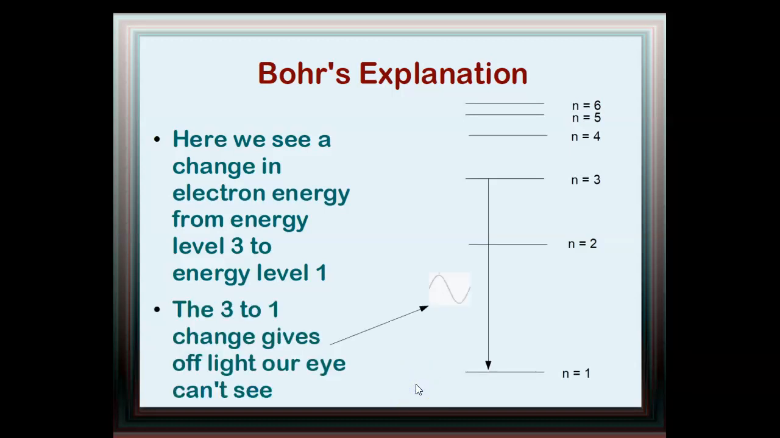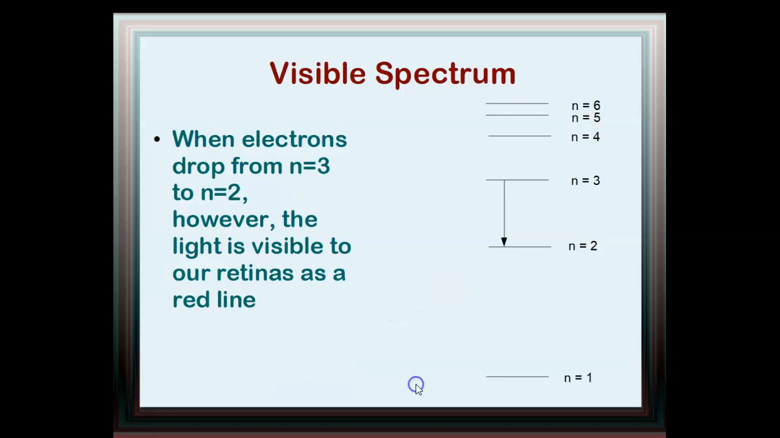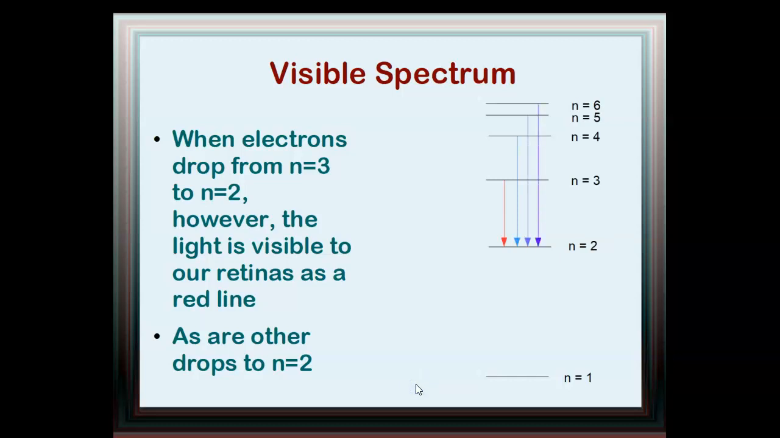The 3 to 1 change diagrammed here gives off light that our eye can't see. It's in the ultraviolet range. But when electrons drop from n equals 3 to n equals 2, the light is visible to our retinas as a red line. And so are the other drops that go to n equals 2. There's a light blue line, a darker blue line, and this is so violet it may be difficult for the eye to see.